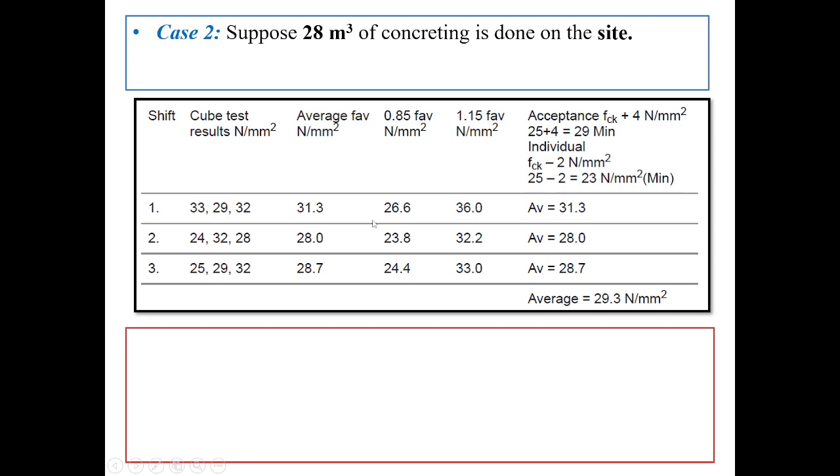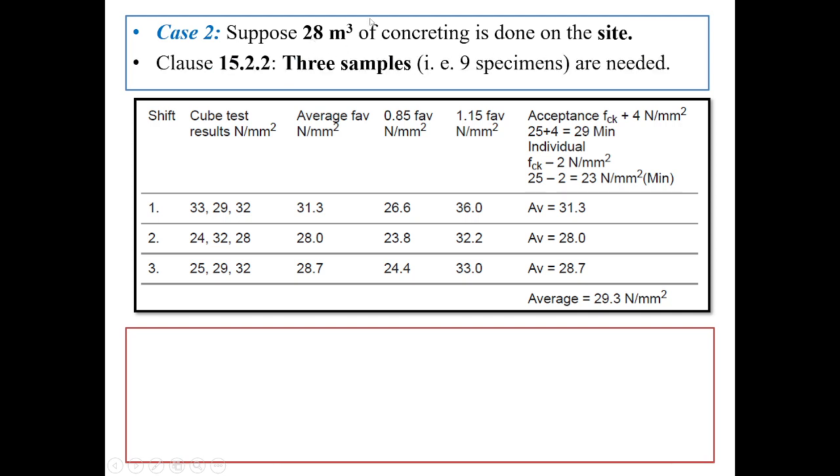Now going to case number 2. Suppose now there is 28 meter cube of concreting done on the site. Again we know that for 28 meter cube, up to 30 meter cube, you have to use 3 samples as per clause 15.2.2, that is 9 specimens. Again, this table is concerned with case 2.